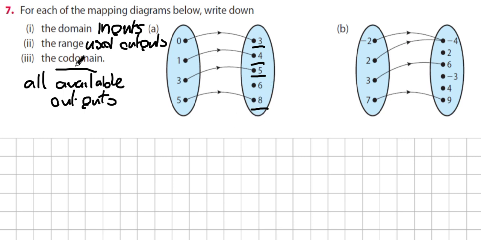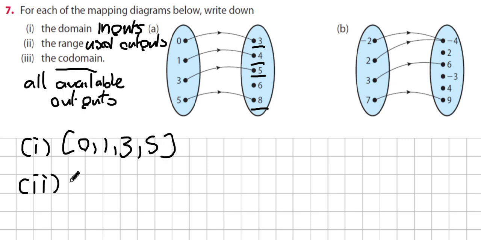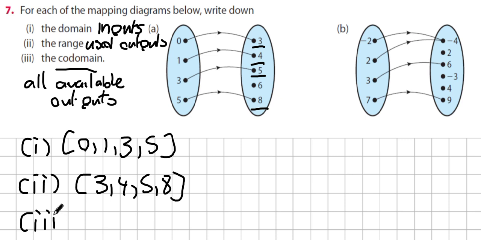So what would be the domain, guys? Part 1 domain. 1, 3, 5. Range for part 2. 3, 4, 5, and 8. And then the codomain is all available outputs. So what are all the available outputs? 3, 4, 5, 6, and 8.